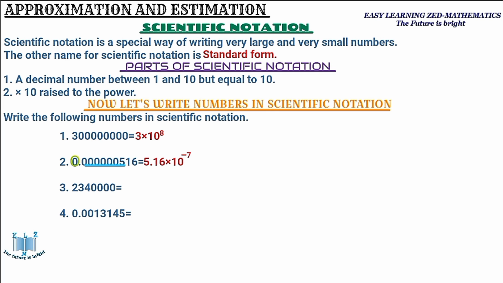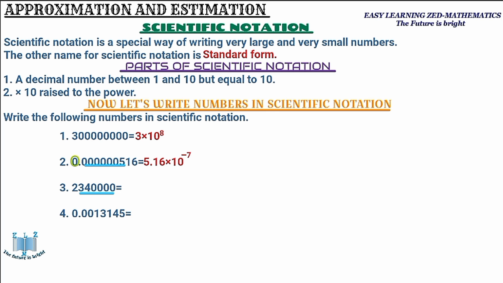Those are the digits I counted. Starting from the decimal point, that is 1, then 2, 3, 4, 5, 6. There are 6 zeros plus 5, that is 7, because the point will come between 5 and 1. So it will be raised to the power negative 7. Now that's the same thing we're going to do here.